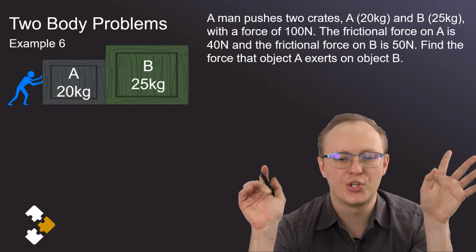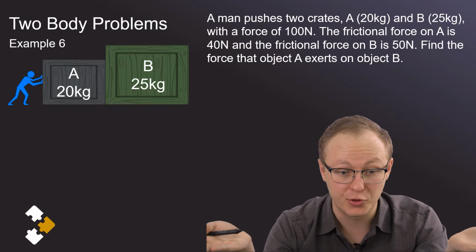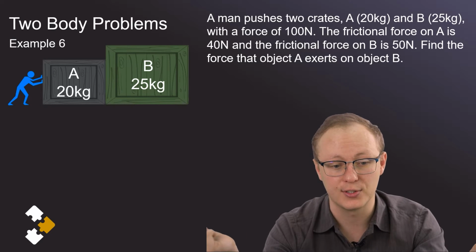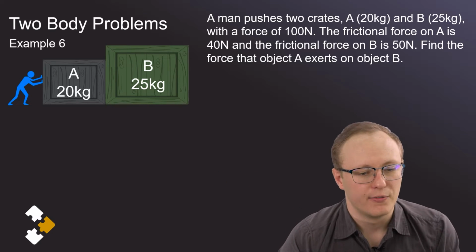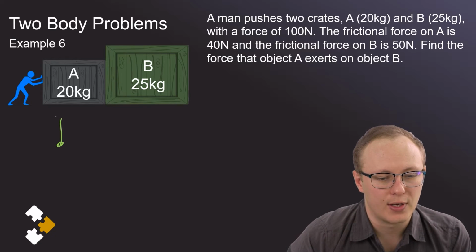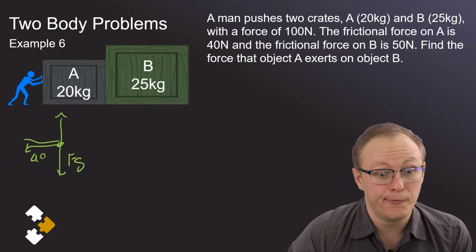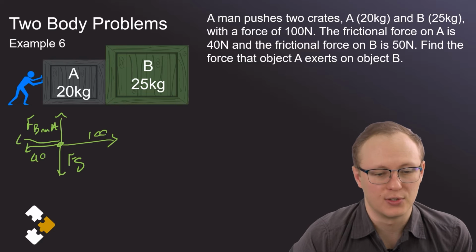Okay, so a man pushes two crates, a 20 kilogram and a 25 kilogram crate, with a force of 100 newtons. The frictional force on A is 40 newtons and the frictional force on B is 50 newtons. Find the force that A exerts on B. Very important, as I said, is we need to understand the free body diagram. So for A, we're going to have normal going up, Fg going down, a frictional force this way of 40, a force that B exerts on A going to the left as well, and our applied force of 100 newtons going towards the right.